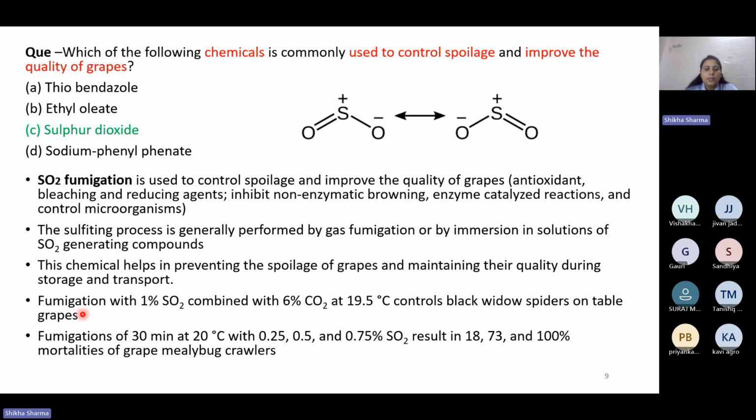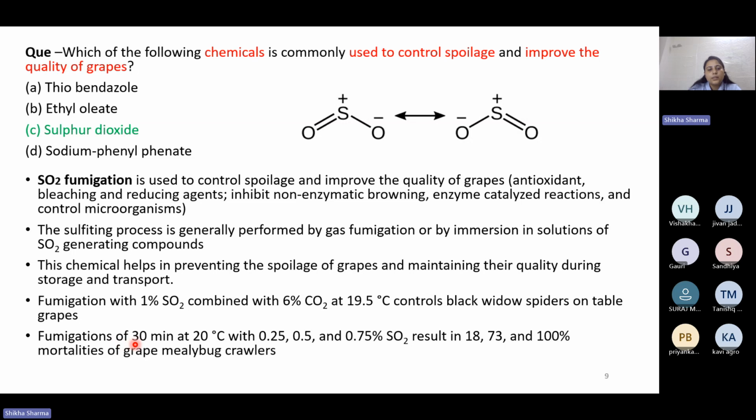Usually, in some papers, it has been reported that fumigation with 1% SO2 combined with 6% CO2 at 19.5 degrees Celsius, if this treatment is given to the grapes, then it controls the widow spider. So this kind of spider can be controlled with the help of fumigation with 1% SO2, 6% CO2 at 19.5 degrees Celsius.